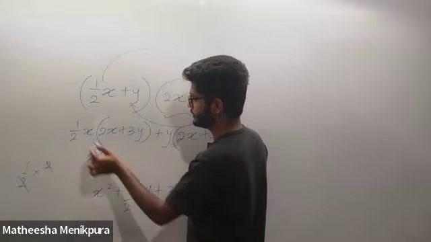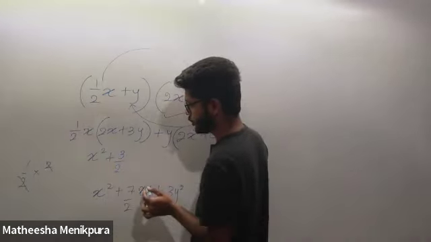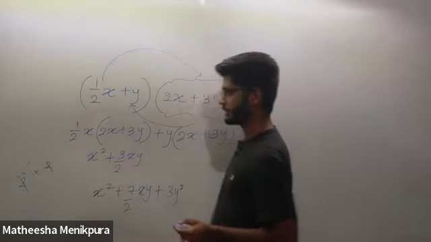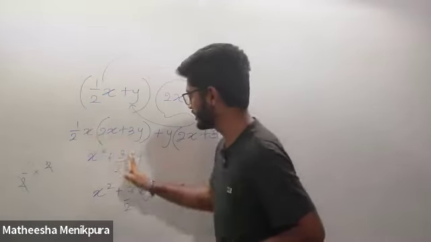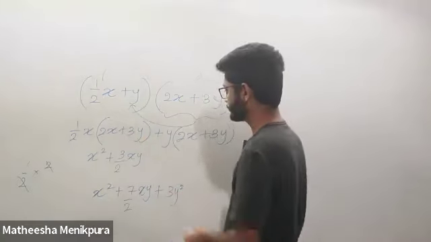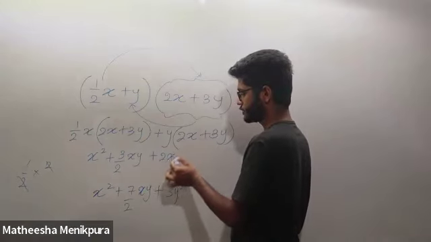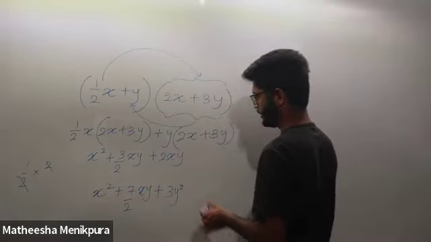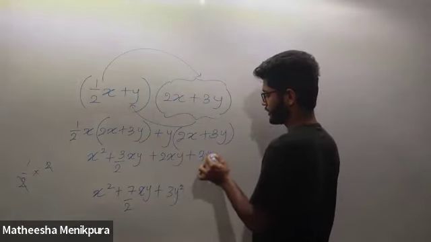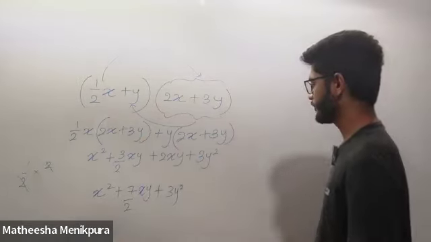Here we have plus 1 into 3, that is 3. We have 2 here. Then 3 over 2, x into y, that is xy. Here 2 is the denominator. Plus y into 2x, 2xy, plus into plus plus, y into 3y, that is 3y squared.